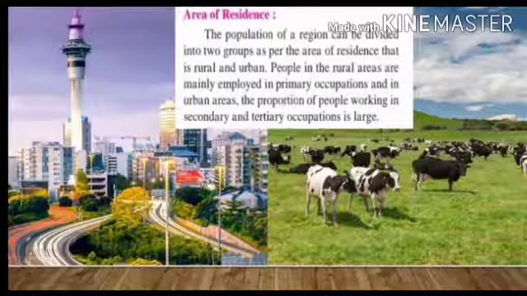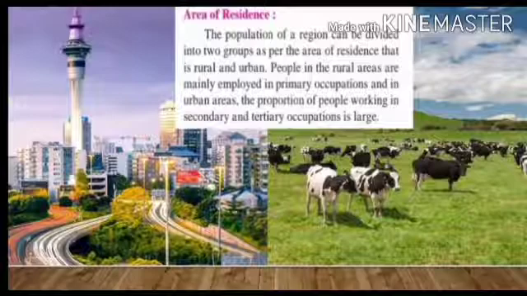Area of residence. The population of a region can be divided into two groups as per the area of residence, that is rural and urban. The people are living in cities or villages. People in the rural areas are mainly employed in primary occupation, and in urban areas the proportion of people working in secondary and tertiary occupation is large. Means in villages most of the people are working in agriculture, whereas in cities people are working in industries and service sectors.